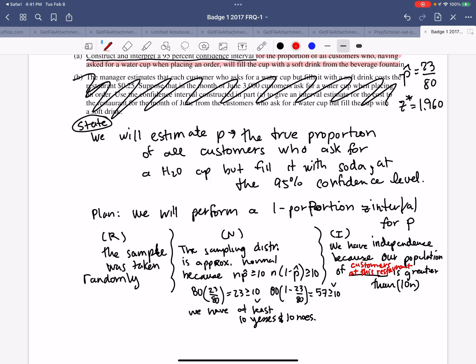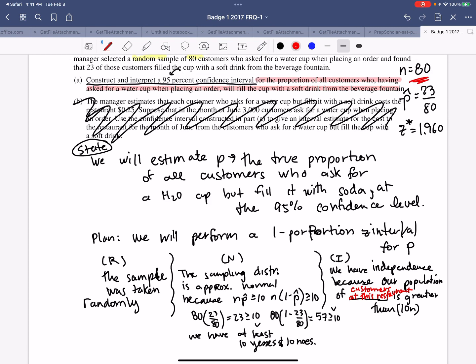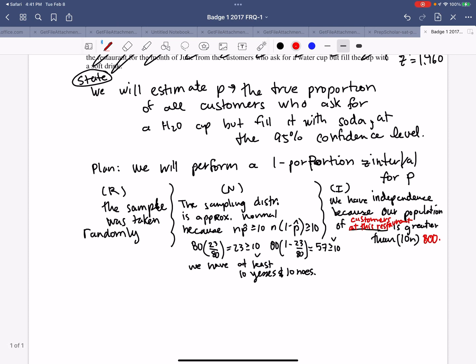And then I'm given n is 80. So you have to actually put the number there, right? So we have independence because our population of customers at this restaurant is greater than 800. It's reasonable to assume that this is a big enough restaurant that they have plenty of customers. Okay? Next.